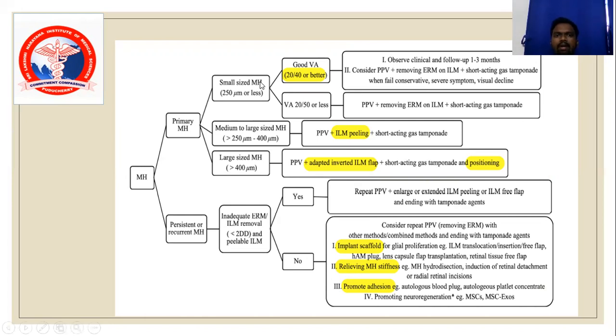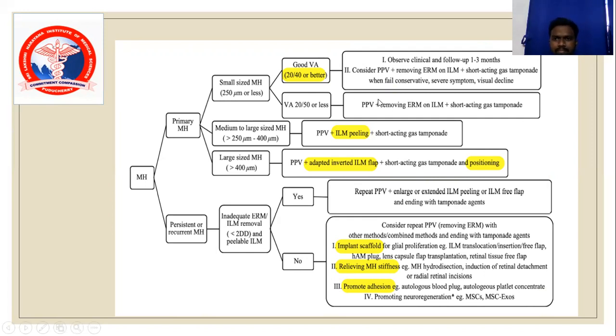A small-sized macular hole with a good visual acuity of 20/40, say 6/9, or better, can be observed for up to 1 to 3 months, as studies suggest that a small-sized macular hole with a good visual acuity of 6/9 or 20/40 usually closes spontaneously in 60% of the cases, while the rest of the patients may or may not need surgery if they progress to either macular hole stage 2, stage 3 or stage 4.